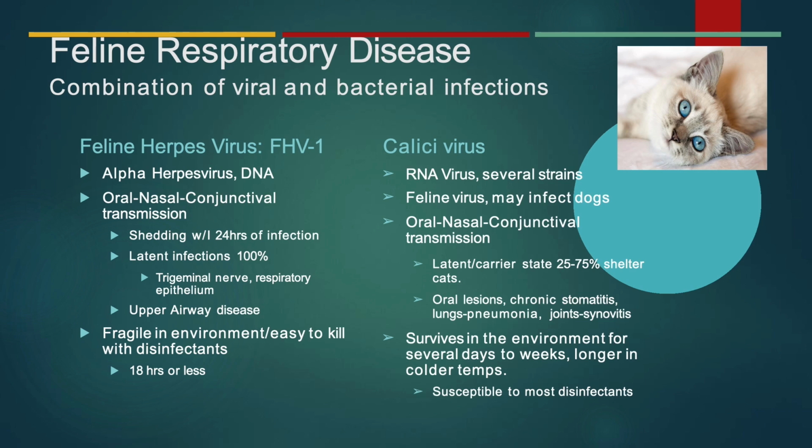Okay. So it does not like to live in the environment, which means we can kill it with regular disinfecting. So really just 18 hours or less is what it's going to live in the environment. Yep. If it always lives in the cat once it has it, is it contagious to other cats?